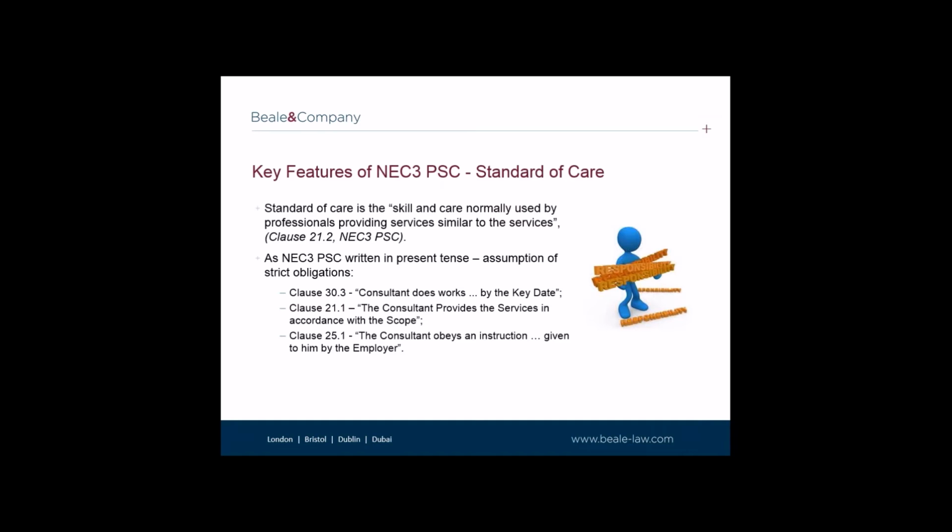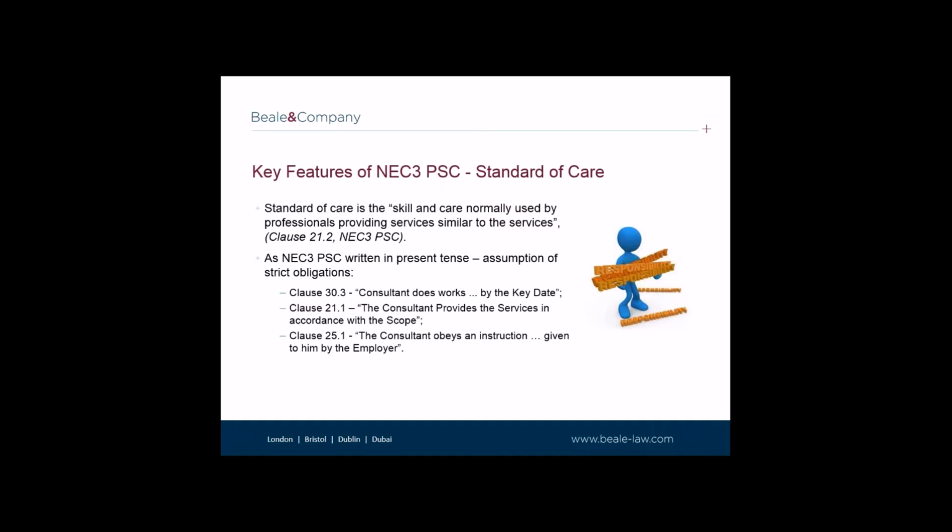One of the most important areas of any contract is the standard of care. The PSC provides at clause 21.2 that the consultant's obligation is to use the skill and care normally used by professionals providing services similar to the services. This is not typical drafting in relation to a consultant's duty, as it does not refer to acting with reasonable skill, care, diligence, which is of course what you usually see in consultants' appointments.